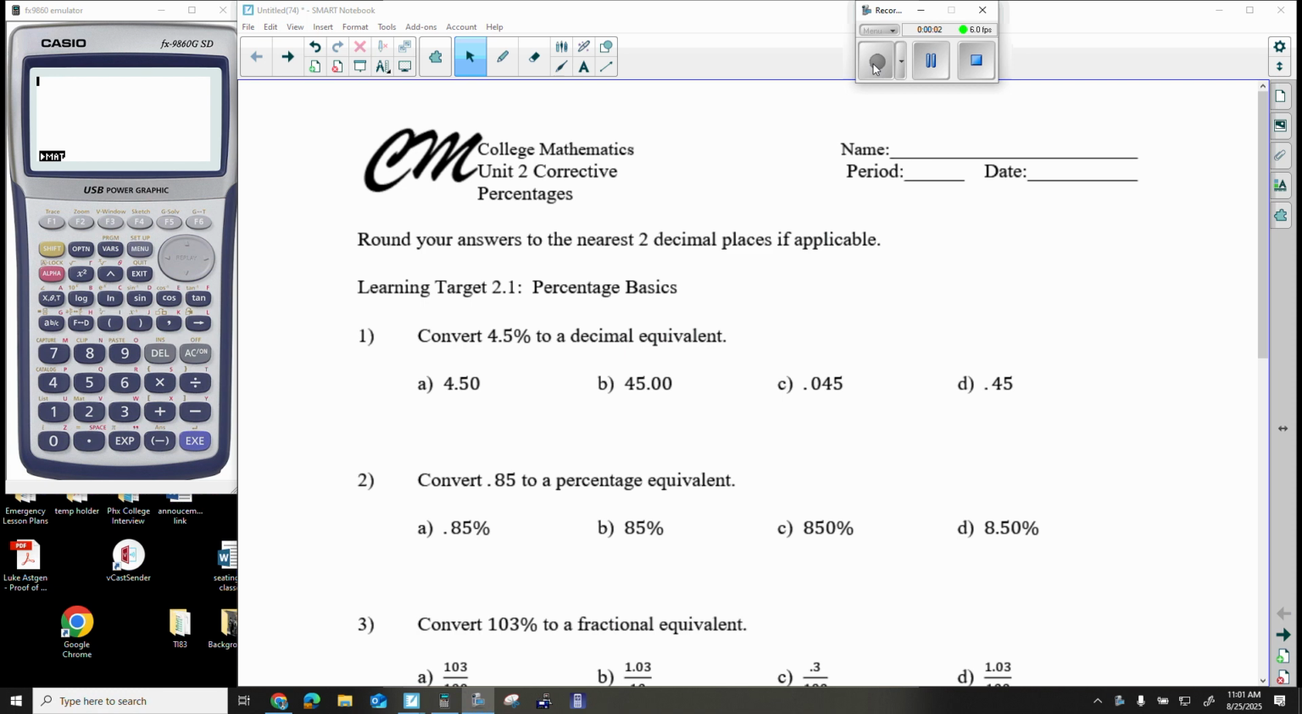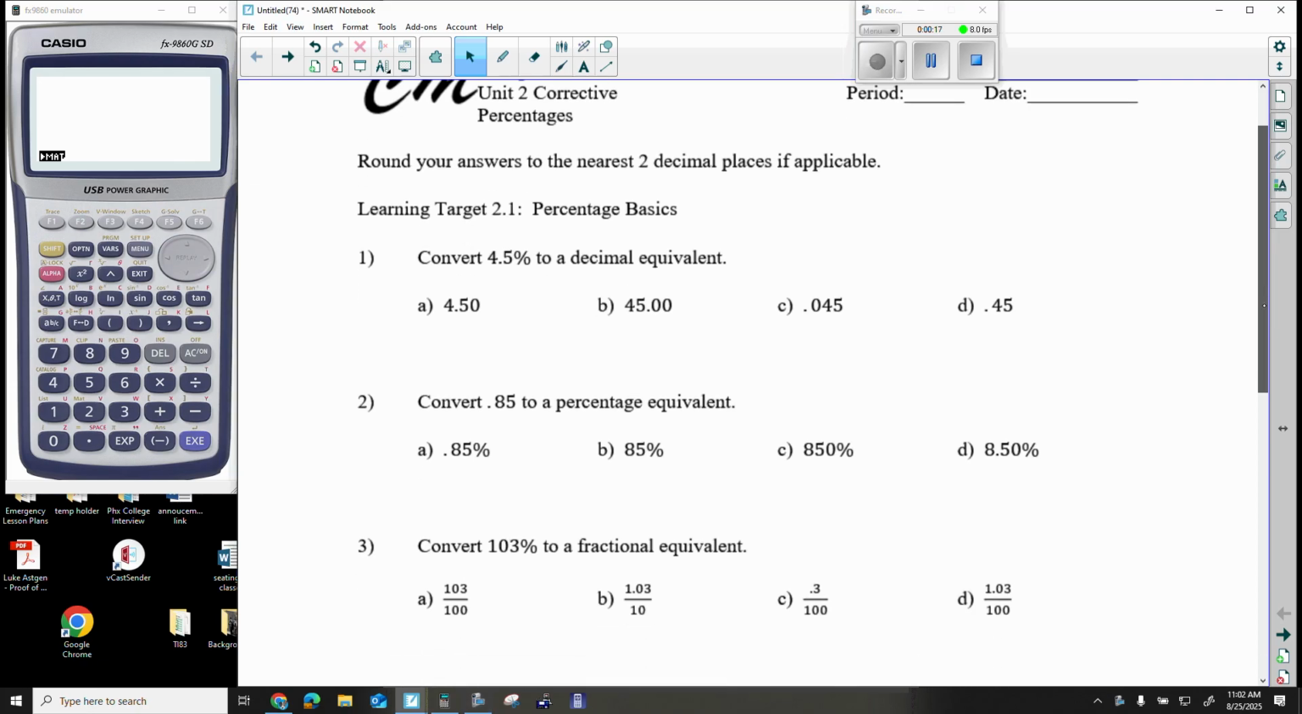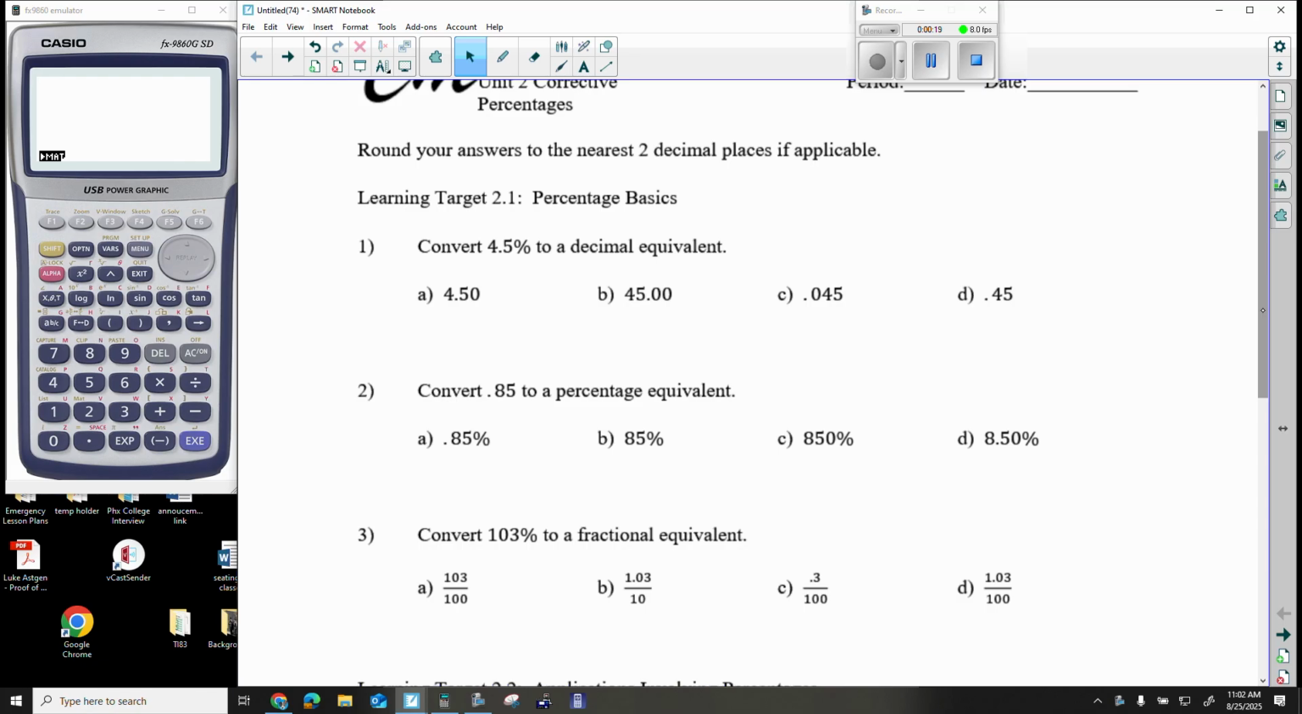All right, this is the Unit 2 corrective. I'm going to go through this pretty quickly. If you need a more in-depth look at how to do this or the equations that are used, go back and look at the individual videos of Unit 2. But I'm going to be moving relatively quickly in this video.